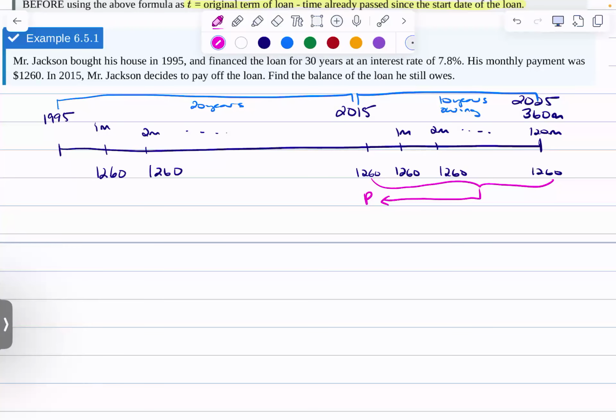We want to solve for P, right? P is the amount, or the balance of the loan he still owes. Sometimes what we do is we put T equals 10 years on that arrow, just to remind yourself that you want the length of that arrow.